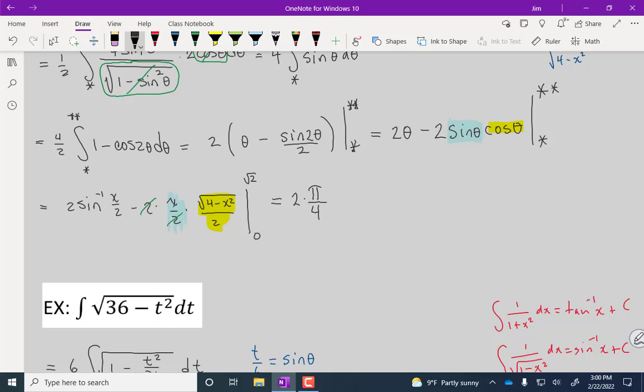And then we come in here, plug in square root of 2. We have a minus sign. So square root of 2 goes in there, so we have a square root of 2 over 2. Plug in square root of 2 there, square root of 2 squared is 2, 4 minus 2 is 2, so we have another square root of 2 right there. And then we subtract off the evaluation at 0. Inverse sine of 0 is the angle on the right side of the circle with a sine value of 0.